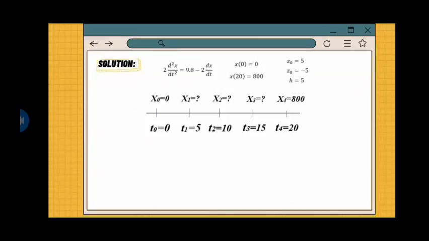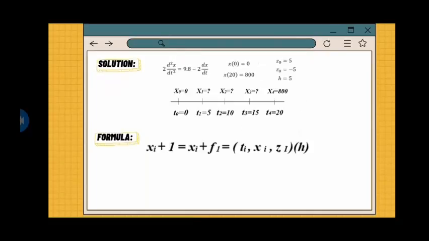Since we have two differential equations here, that means three variables x, z, and t, so we need to solve by using a system of Euler. The formula we have is x_{i+1} equals x_i plus f1(t_i, x_i, z_i) multiplied with h.